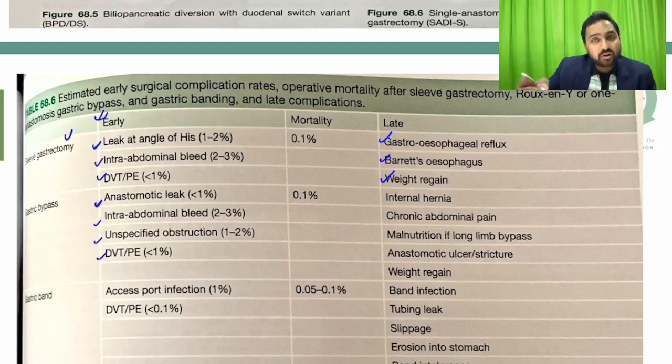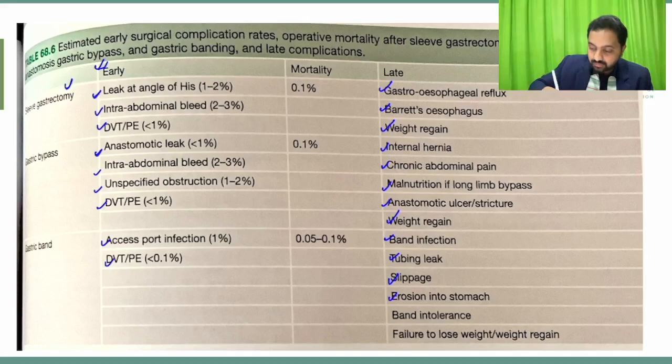It can cause late complications like internal hernia, chronic abdominal pain, malnutrition if there is a long limb bypass, and anastomosis ulcer or stricture, and weight regain. The complications of gastric banding would include access port infections, DVT or pulmonary embolism, and it would also cause band infection, tubing leak, slippage, or erosion into the stomach, band intolerance, and failure to lose weight or weight gain.